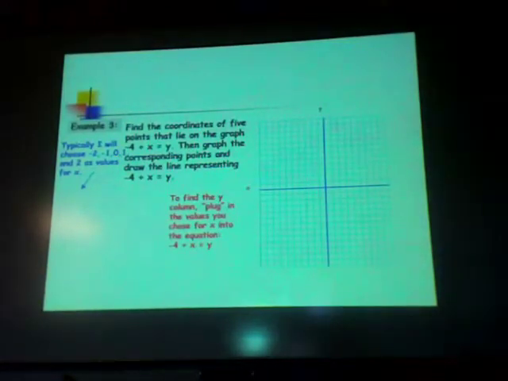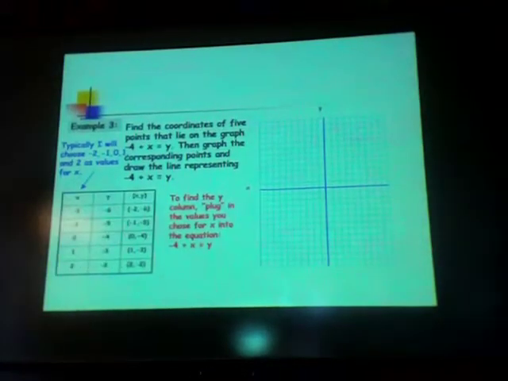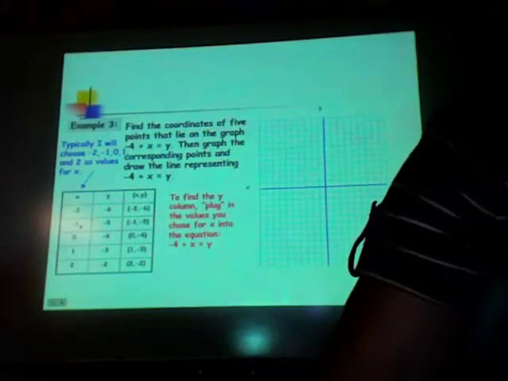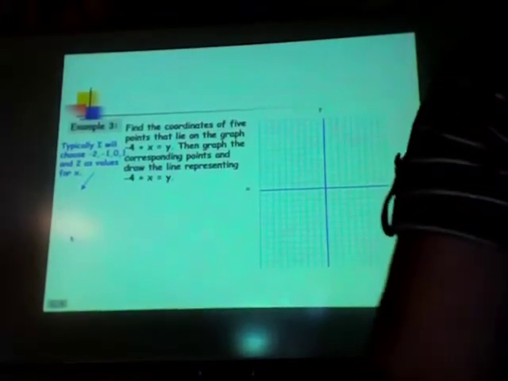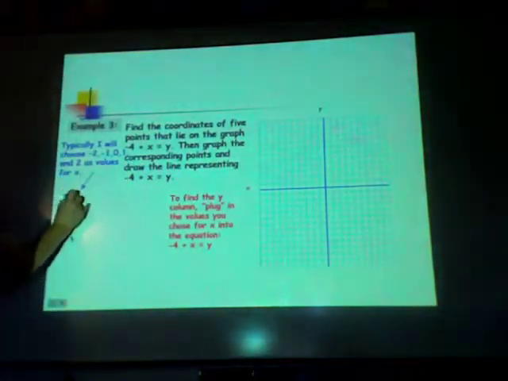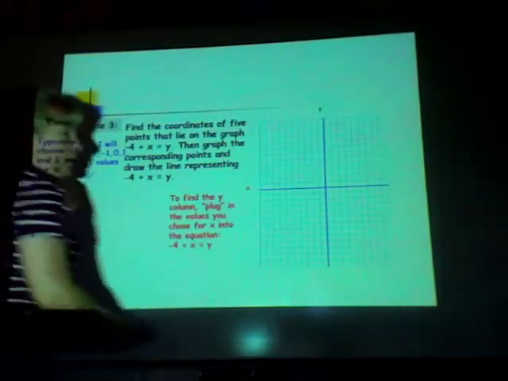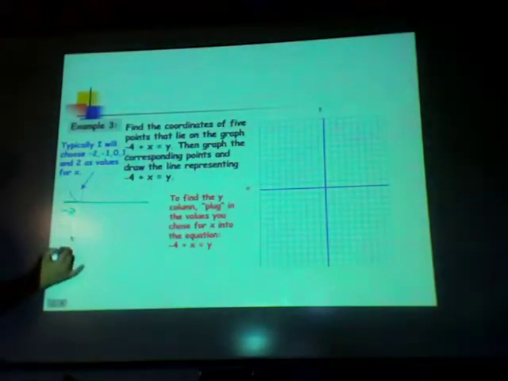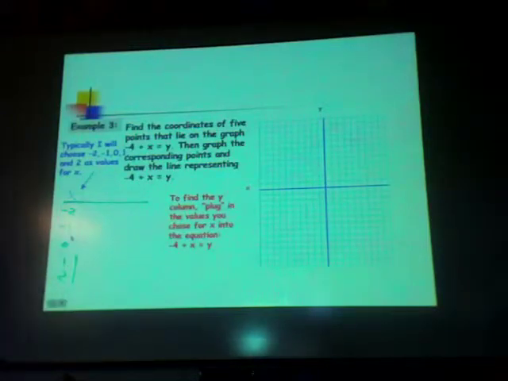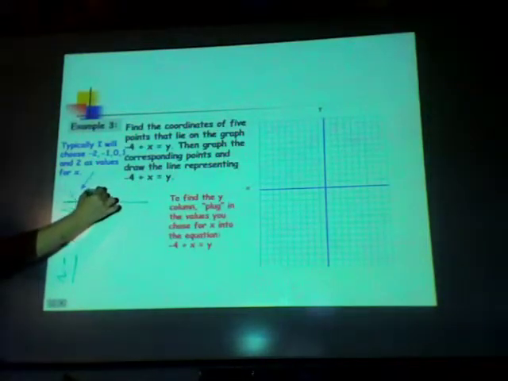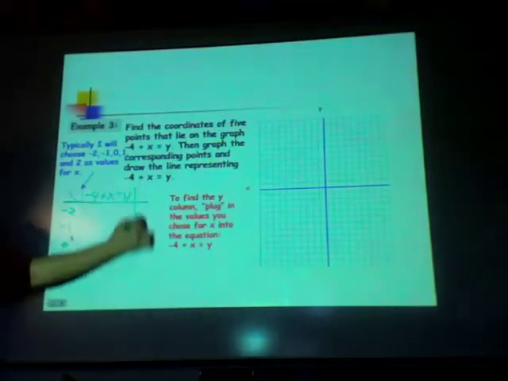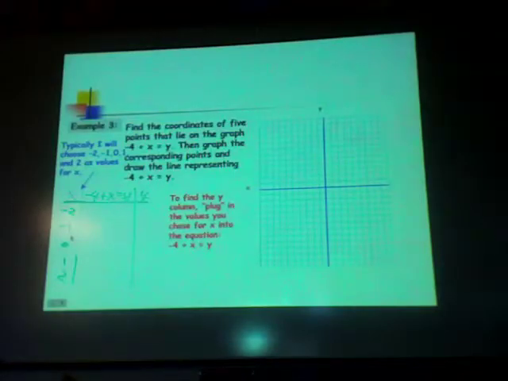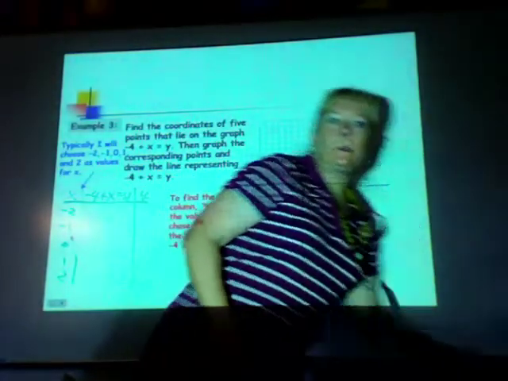All right, so make a T-chart, an XY T-chart. So yours is going to look like this. X. You probably can't see that very well. Let's try green. So you're plugging in these values, -2, -1, 0, 1, and 2 for your x, and then you're plugging into this equation, -4 plus x equals y, and you're going to get a y.